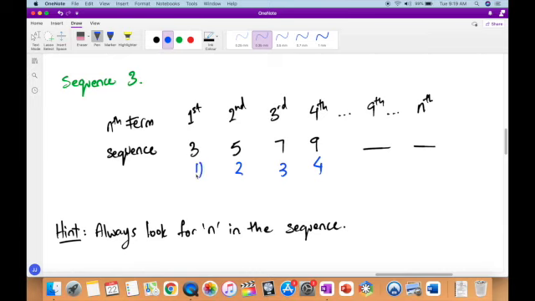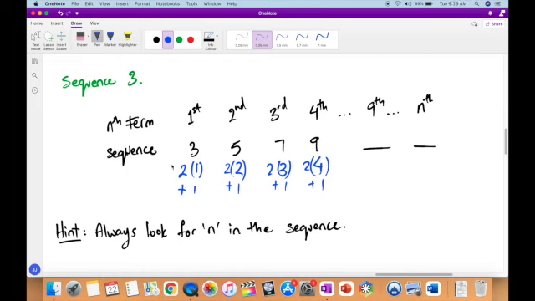Well, let's try multiples of 2. What if I multiply by 2? 2 times 1 is 2, but then I'll add 1 to get 3. All right, well, let's see if this works for the next term. If I multiply by 2, 2 times 2 is 4, and I'll add 1 to get 5. Hey, it works, right? If it works for the third one, well, then I know it's correct. 2 times 3 is 6, plus 1 is 7. Yes, it does. And 2 times 4 is 8, plus 1.